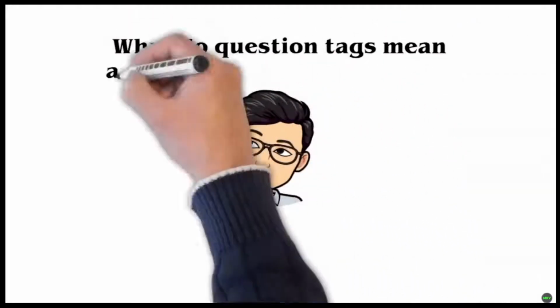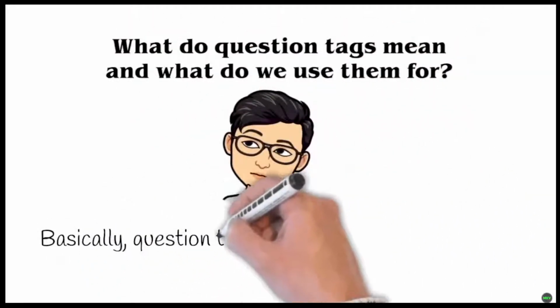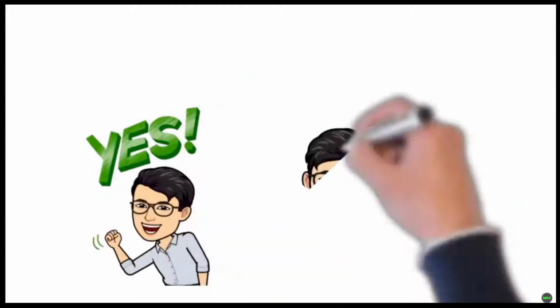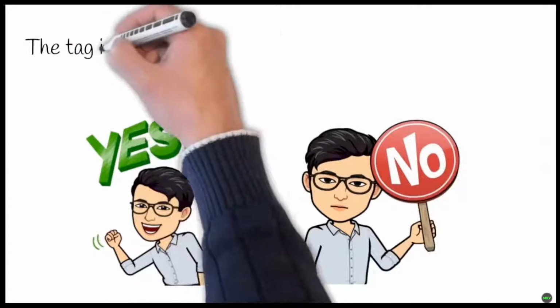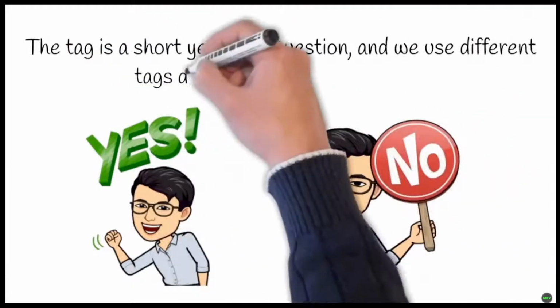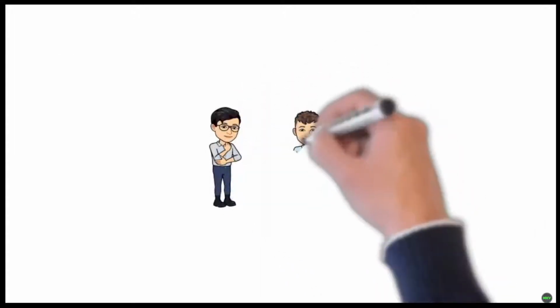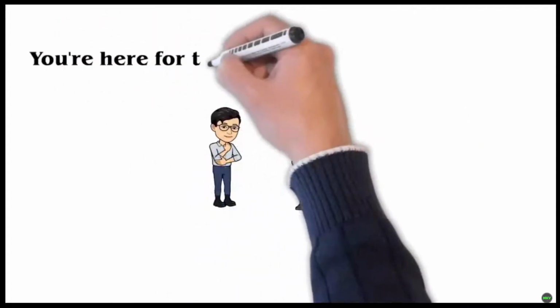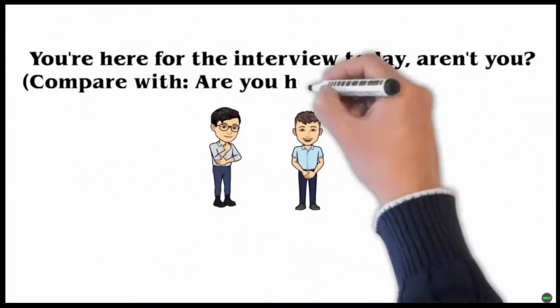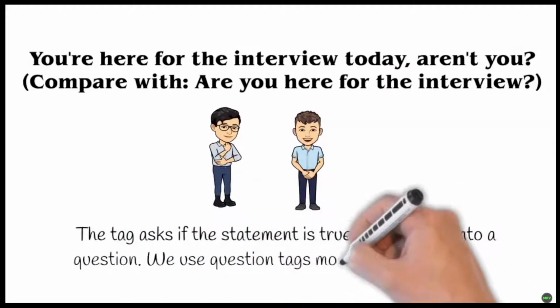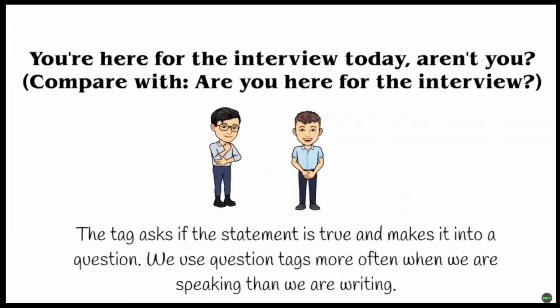What do question tags mean and what do we use them for? Basically, question tags work by turning a statement into a question by adding a tag at the end. The tag is a short yes or no question, and we use different tags depending on the statement. You're here for the interview today, aren't you? Compare with, are you here for the interview? The tag asks if the statement is true and makes it into a question. We use question tags more often when we are speaking than when we are writing.